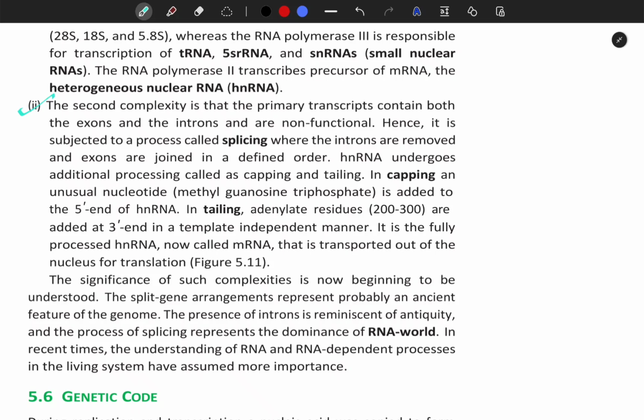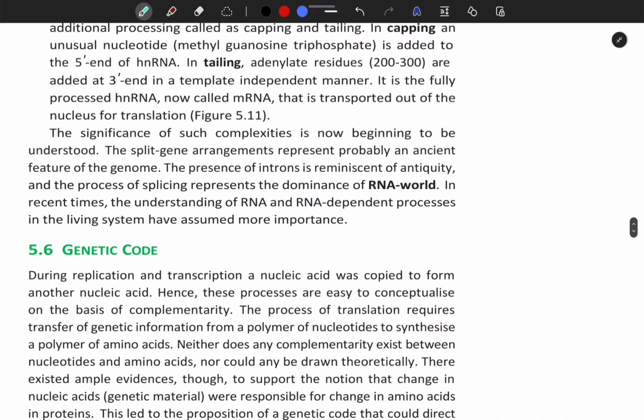In capping, an unusual nucleotide, that is methyl guanosine triphosphate, is added to the 5' end of hnRNA. In tailing, adenylate residues, 200 to 300, are added at the 3' end in a template independent manner. It is the fully processed hnRNA, now called mRNA, that is transported out of the nucleus for translation, as shown in figure 5.11. The significance of such complexities is now beginning to be understood.